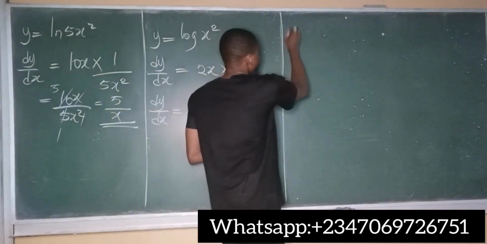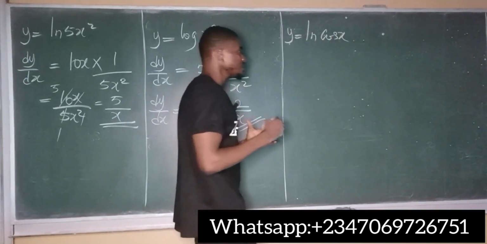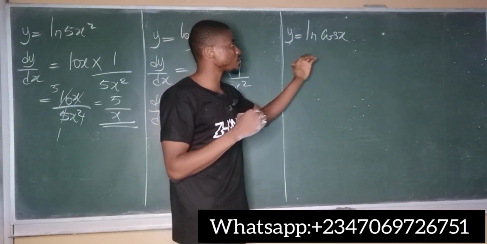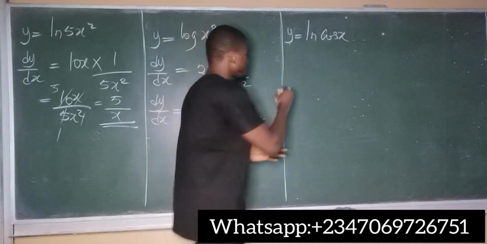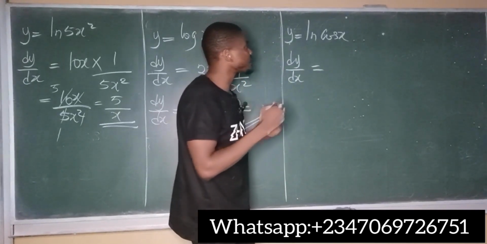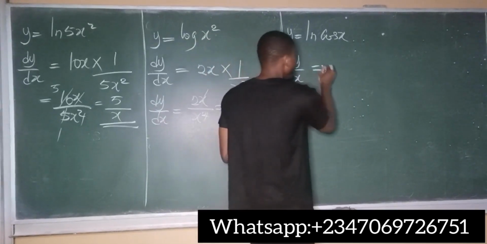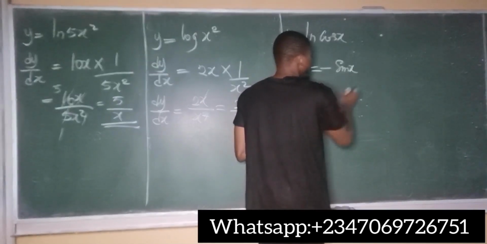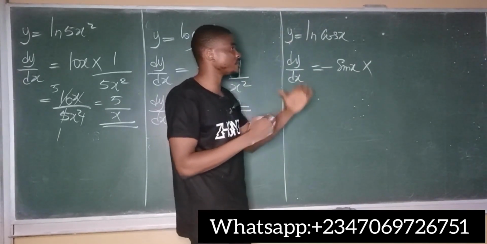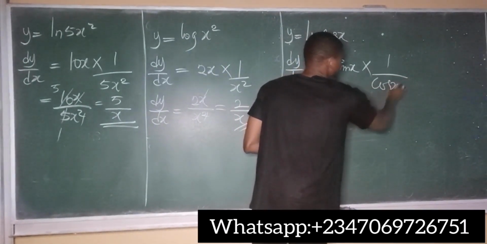Let's say I have y to be equal to ln cos x. It doesn't change, it's still the same rule. First of all, differentiate the function or the variable in front of the log function. So I'll have that dy/dx is now equal to, if I differentiate cos x, I will simply have minus sine x. Use this derivative now to multiply by what? The reciprocal of that same variable in front of the ln. So it becomes 1 all over cos x.